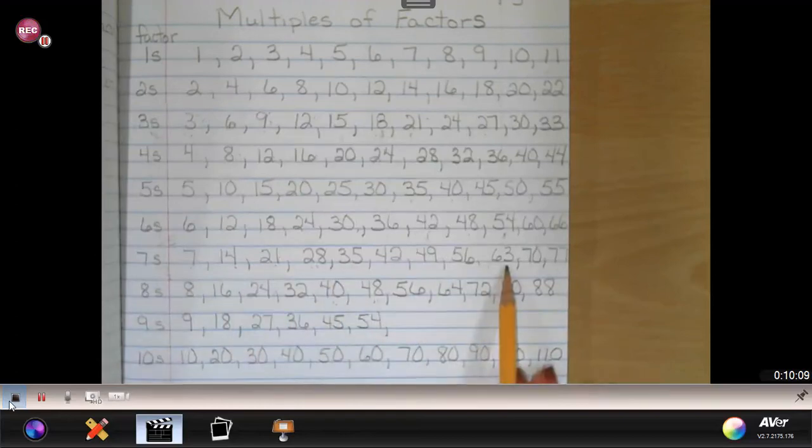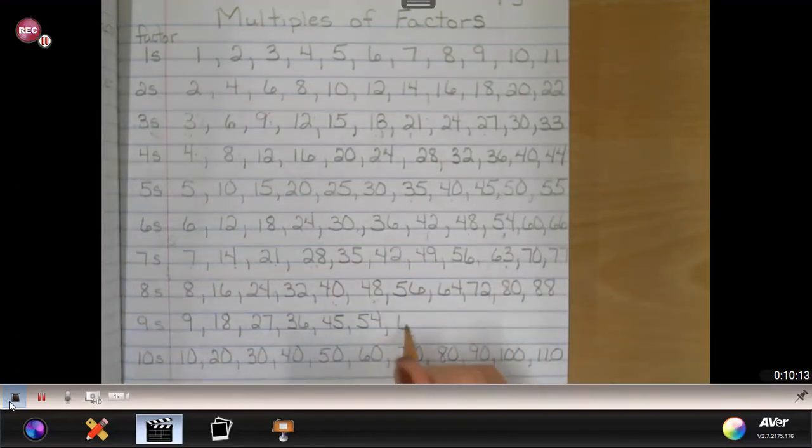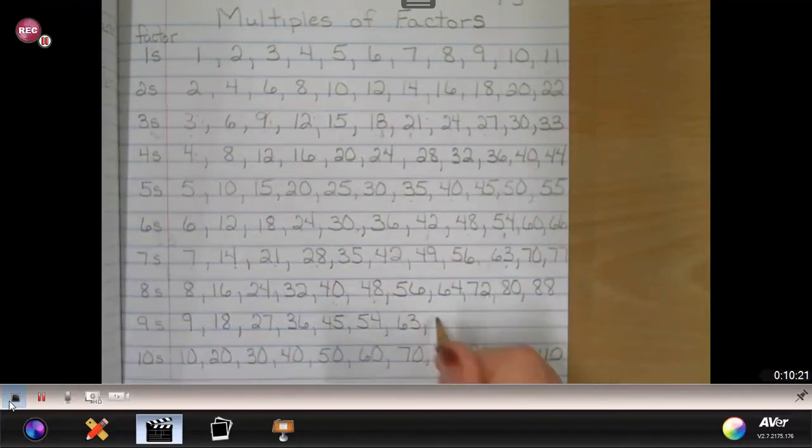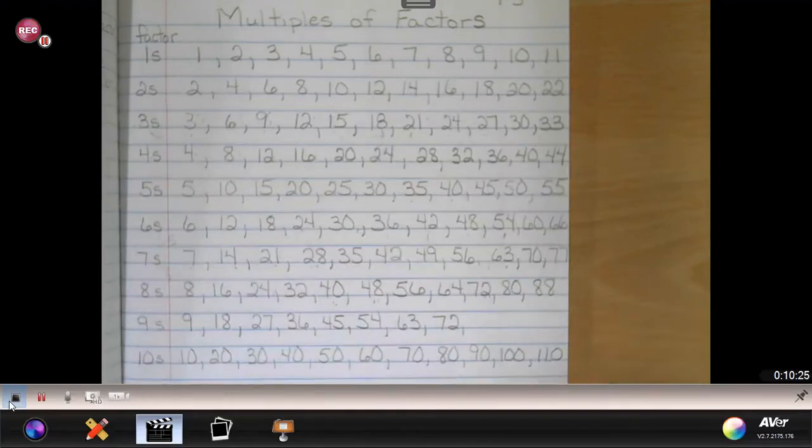7 groups of 9 is going to be 63. And since we've done all our other facts, now we can use those for 8 groups of 9 would be 72. 9 groups of 9, well, we add 9 here.